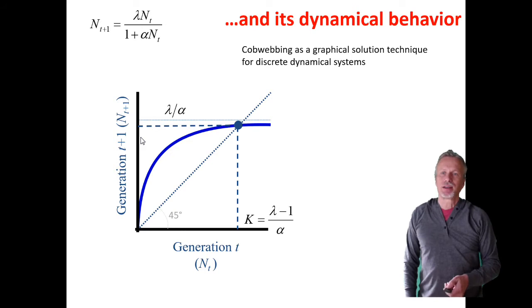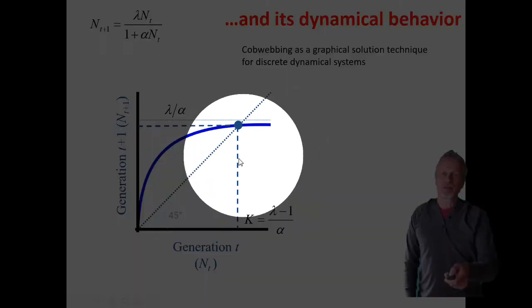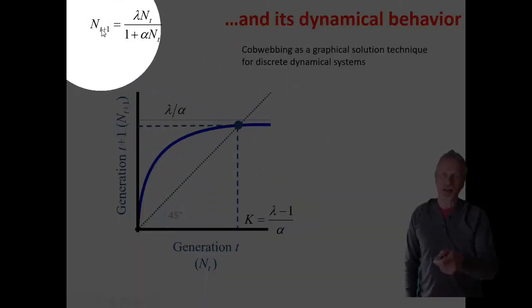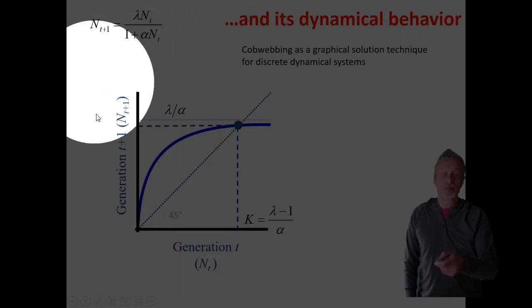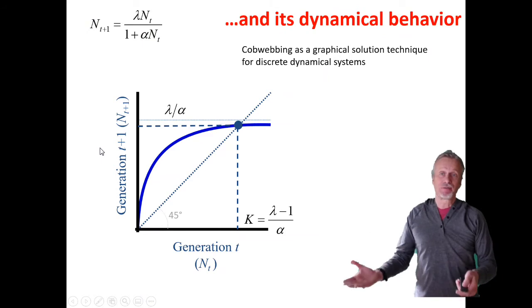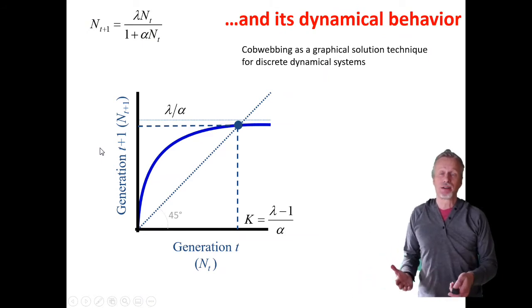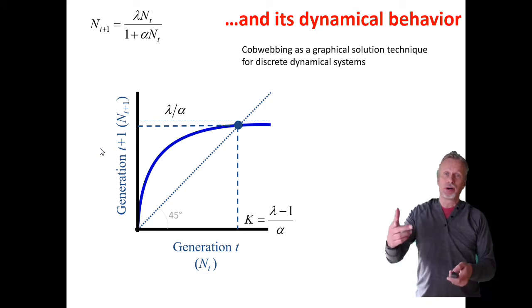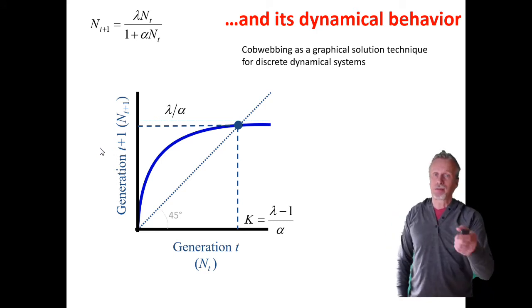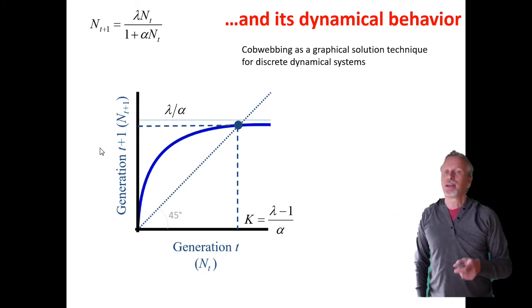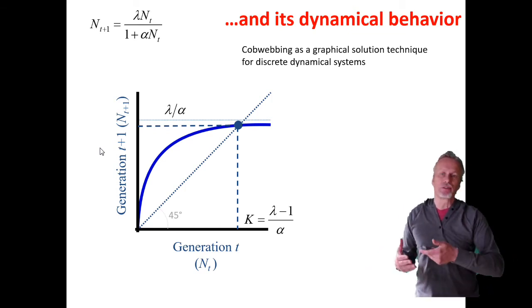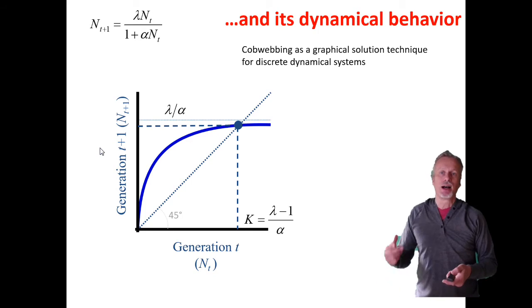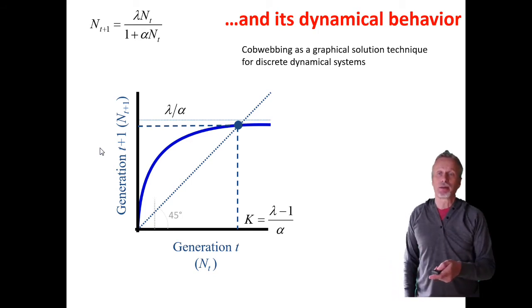And so this point can be derived by setting N at t plus 1 equal to N at t, equal to N, removing the trivial solution, that is N equal to 0, which is also an equilibrium point, but it's trivial. The other equilibrium point is equal to lambda minus 1 divided by alpha. And we use the convention of referring to it as K, which in this specific case is the carrying capacity.